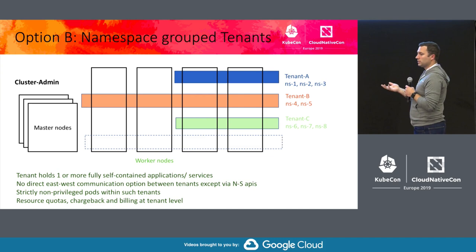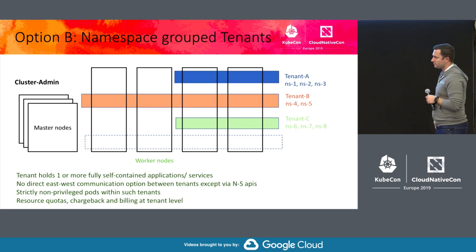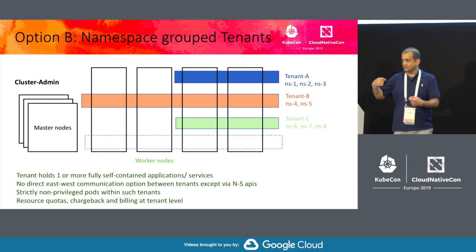This describes how a Kubernetes cluster would work in option B, the one we are building. Tenants can span multiple worker nodes. You could always use affinity and anti-affinity, et cetera, to segregate things as you need. But it shows how a tenant looks at a higher level. Yeah, the key point here is that a tenant covers multiple namespaces. It's not a one-to-one mapping between namespace and tenant. Okay? Yeah.